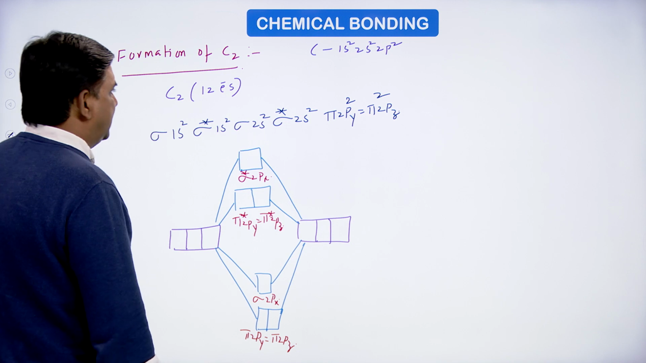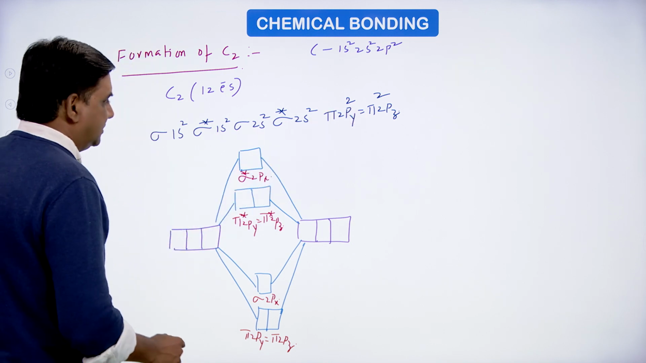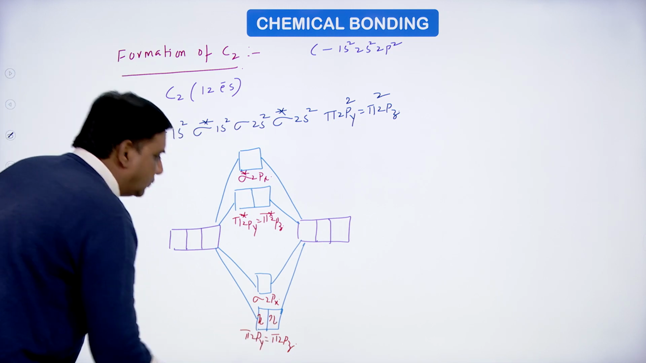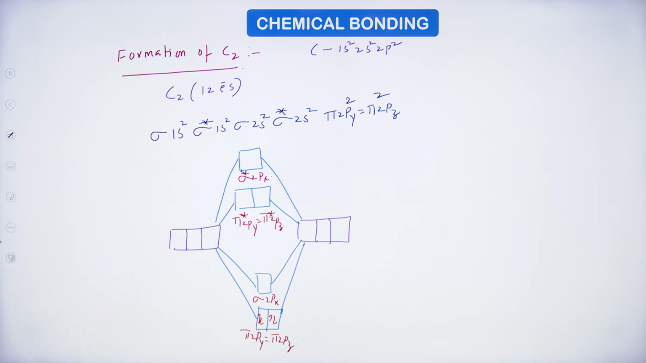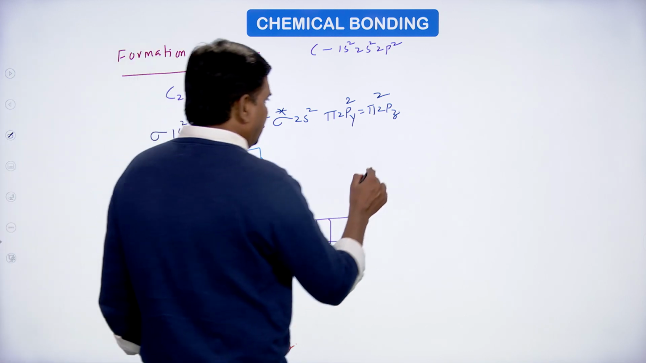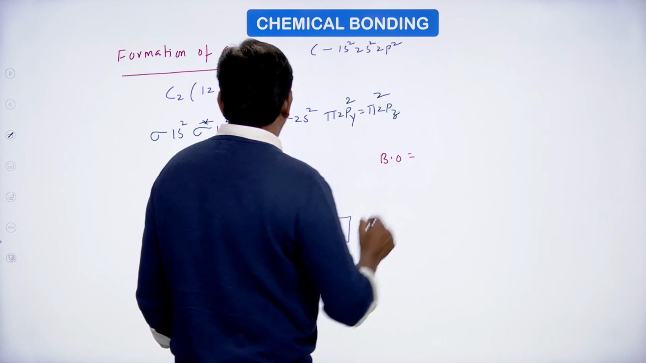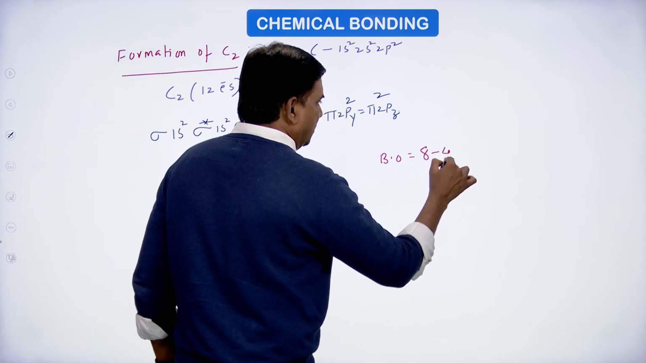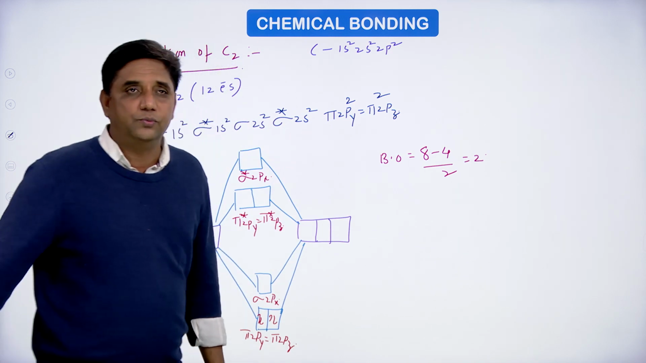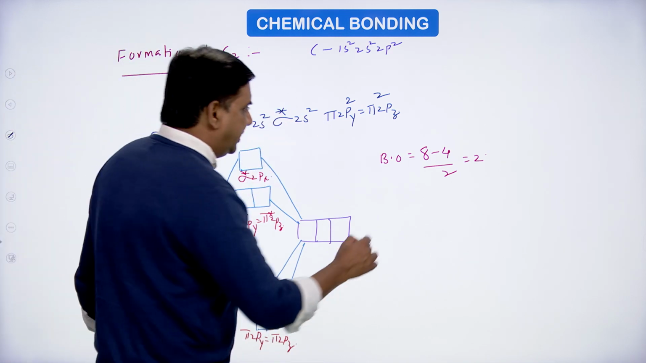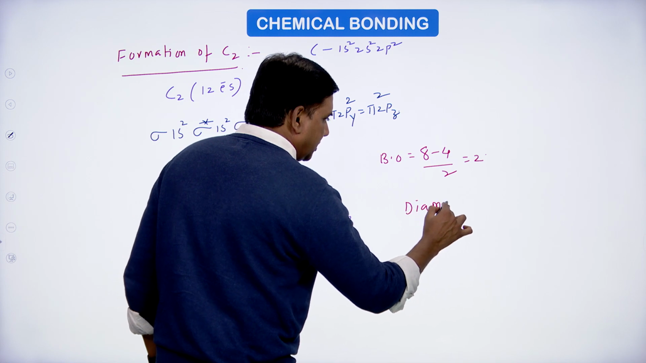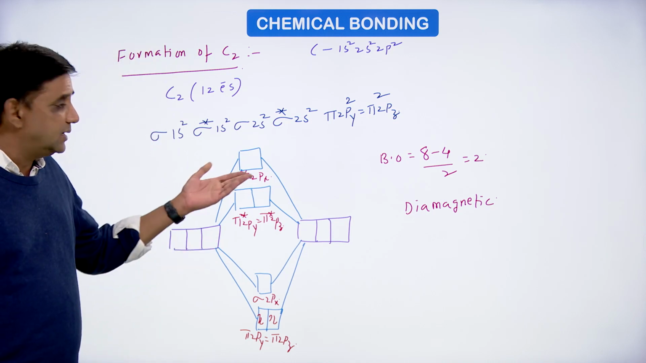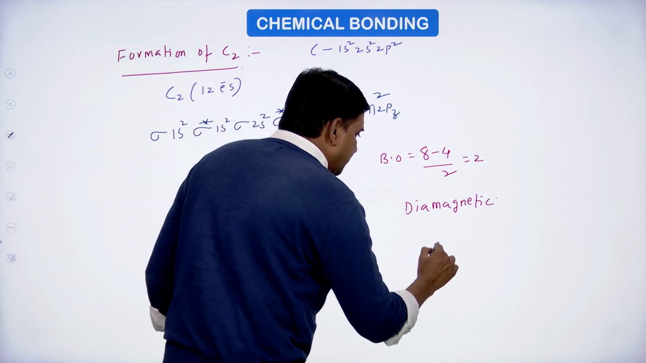Now, how many electrons, students? Pi 2py2, pi 2pz2. So here 2 electrons will be filled, like this. Here 2 electrons, 4 electrons, remaining are vacant. Here bond order for C2 is the number of electrons in bonding orbitals, 2, 4, 6, 8, minus 4, divided by 2, which is equal to 2. Bond order is 2, and no unpaired electrons. Therefore, it is diamagnetic in nature. As it is diamagnetic, with no unpaired electrons, mu would be equal to 0.